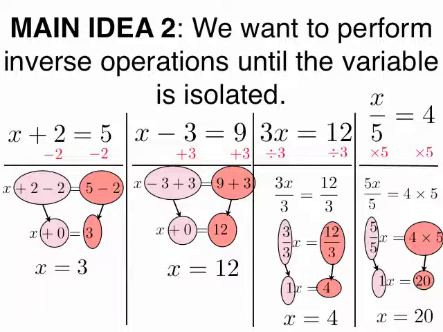So this is basically a summary of the 4 most basic types of equations. Some textbooks refer to these as one-step equations. In the next video, we're going to show slightly more complicated equations that involve 2 steps, and we're going to show why we have to do them in a particular order. But the main idea here is that we have to perform the inverse operation on both sides until the variable is all by itself.